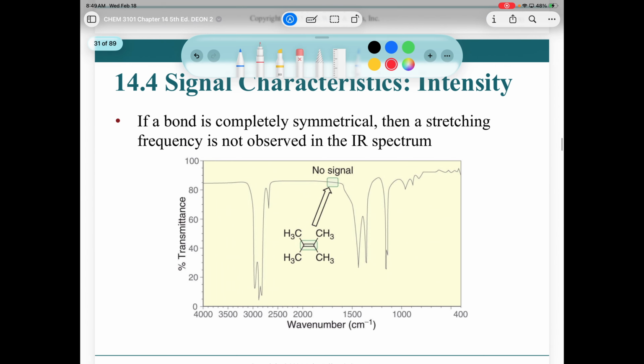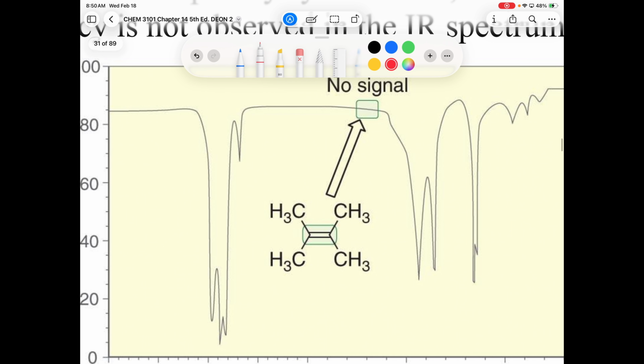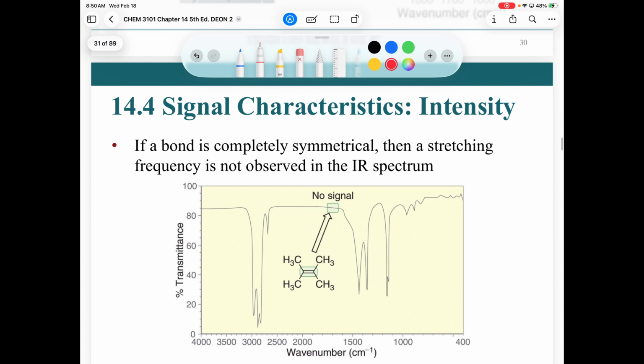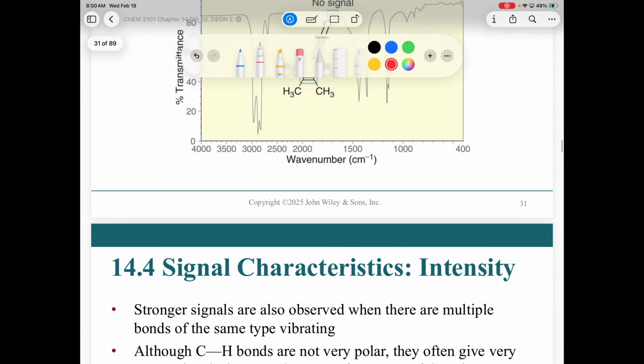Now, if a bond is completely symmetrical, then you're not going to see any stretching in the infrared spectrum. And like I told you, you can't prove something by a negative in chemistry class, right? You're not allowed to do that. So if we look at this compound here, is there any dipole between these two carbons that are highlighted? No, it's completely symmetrical, so it's completely nonpolar. So we don't see the signal for a carbon-carbon double bond, which should be somewhere in the range of 1600 to 1700, but does it mean there's no double bond? No, it doesn't necessarily mean that. If you're wondering how you would know, you'd have to use another form of spectroscopy to determine that.